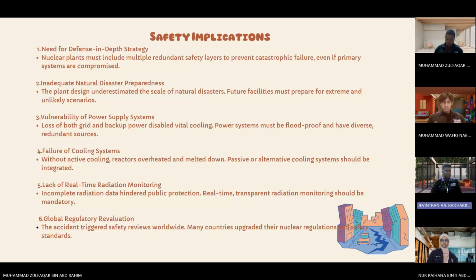The fourth point, failure of cooling system. Without active cooling, reactors overheat and meltdown. Passive or alternative cooling systems should be integrated.